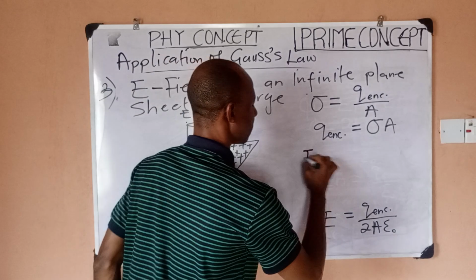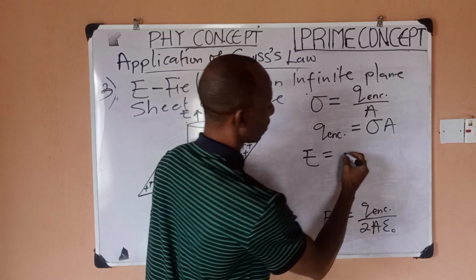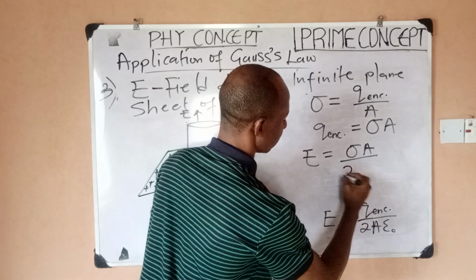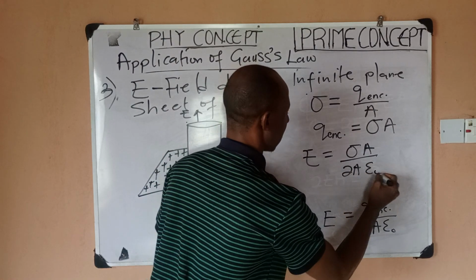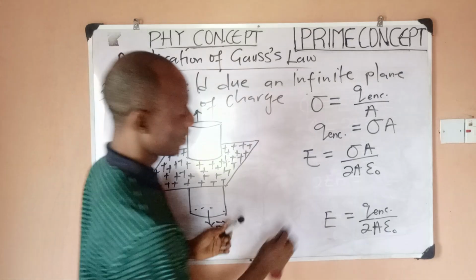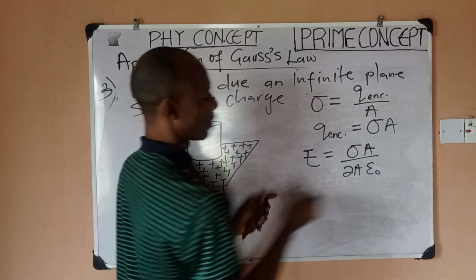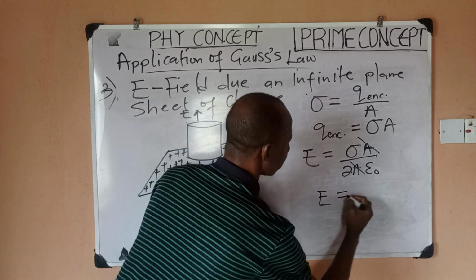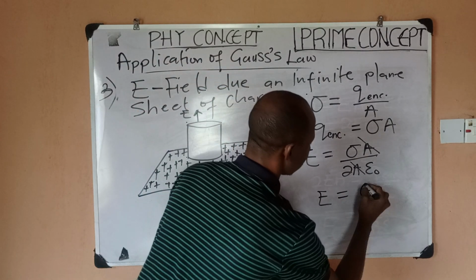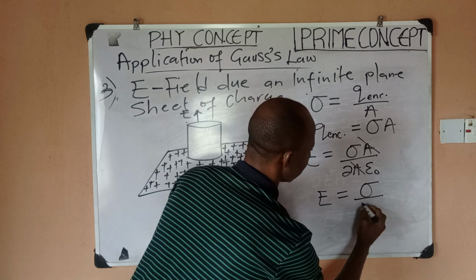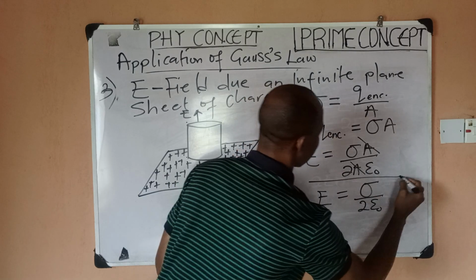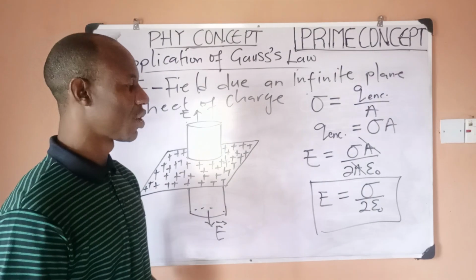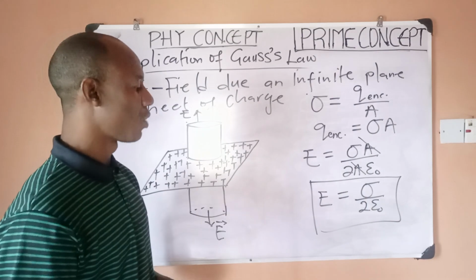So I'll quickly replace this charge enclosed with this times this to finally get my formula. So E is going to be the charge enclosed, which is this, divided by what now? 2A epsilon naught. So what do you think would happen here? You are correct. A would cancel A, right? And then we can have that E is equal to the surface charge density divided by 2 epsilon naught. So this is our third and our final relationship or application using Gauss law.